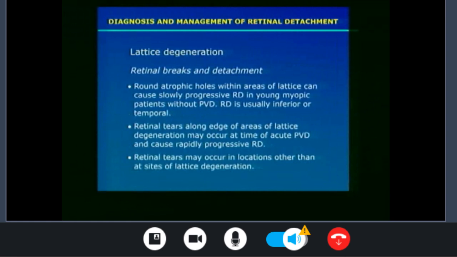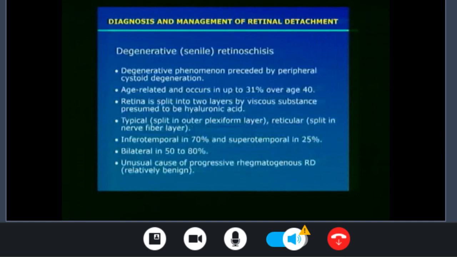Lattice degenerations can be associated with round atrophic holes, and this is, again, still a very low risk to progress into retinal detachment. We only have to observe it. So small round atrophic holes within lattice degeneration are a low risk for detachment. They can progress into detachment, but this is not common. But retinal tears at the edge of lattice degeneration induced by BVD are associated with a very high risk of retinal detachment. Keep in mind that retinal tears can also develop in areas which look normal.